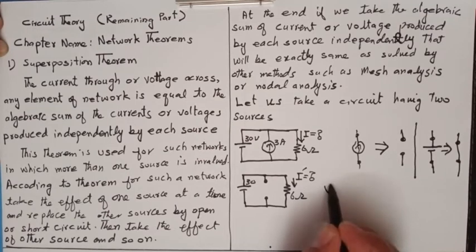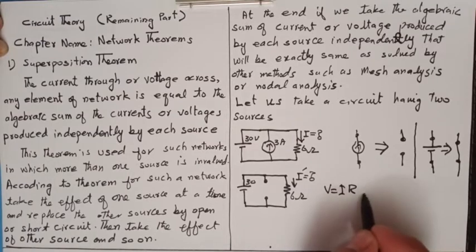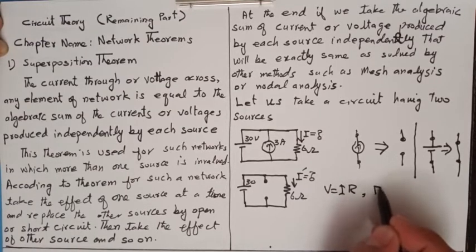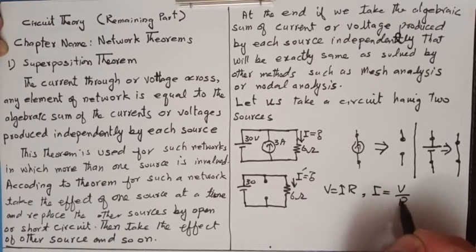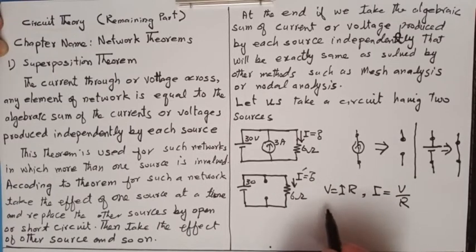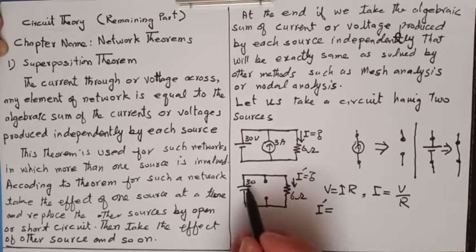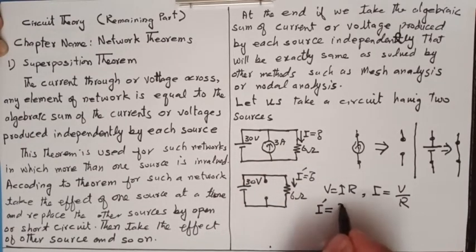According to Ohm's law, V is equal to IR and I is equal to V divided by R. And in this circuit, the current this time is I dash, so I dash is equal to V divided by R. And what is the voltage value? That is 30 volt. So 30 divided by the resistance value, which is 6 ohm.